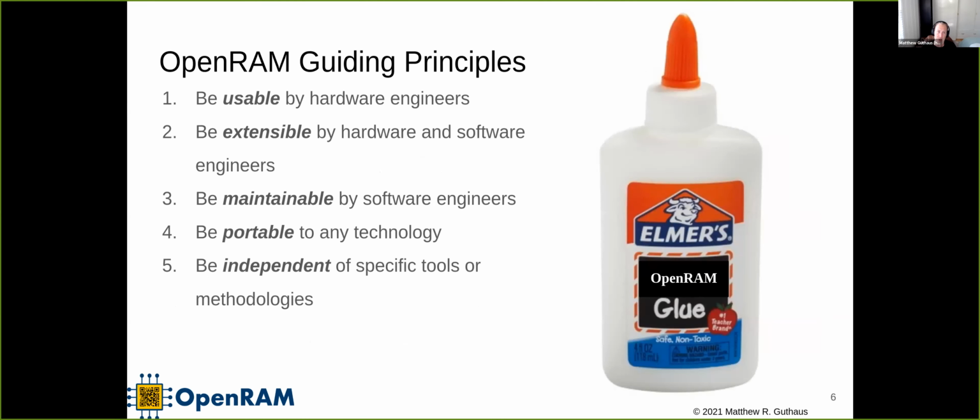So the principles of OpenRAM are basically, we want OpenRAM to be this kind of glue framework that holds together things around memory. And we want it to be usable by hardware engineers so that they can make designs. We want it to be extensible by both hardware and software engineers as well. So we want the hardware engineers to customize which types of memories they want. We want software engineers to be able to use this in larger infrastructures, such as machine learning chips, where you may want a unique memory architecture. So we want software people involved as well.